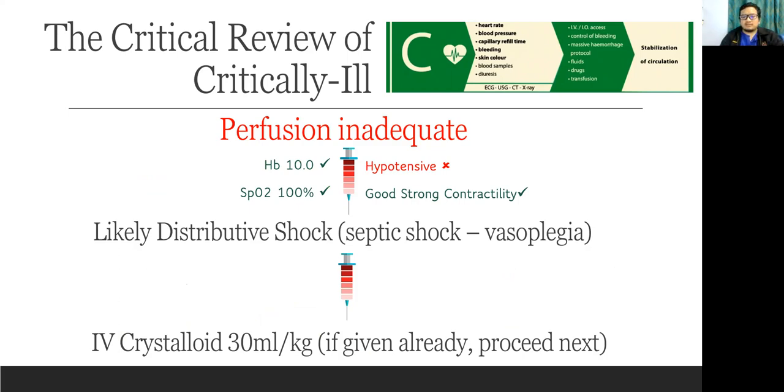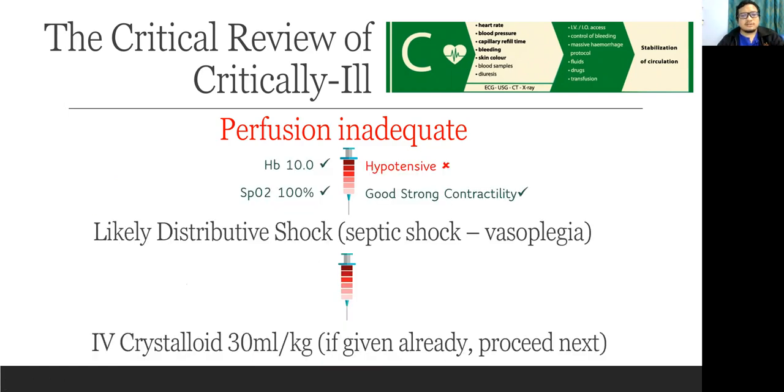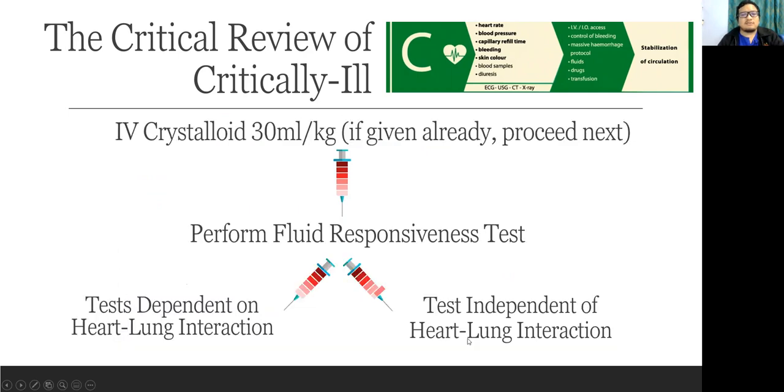Okay, so remember the clinical picture. Hypotension, weak pulse volume, cold peripheries. But it depends. Sometimes most septic shock patients have warm peripheries, but when they go into late septic shock, the peripheries will be cold. Okay, so according to the sepsis guideline, you have to give IV crystalloid 30 mL per kilo. If given already, proceed to the next. If IV crystalloid 30 mL per kilo is already given, you have to perform a fluid responsiveness test.